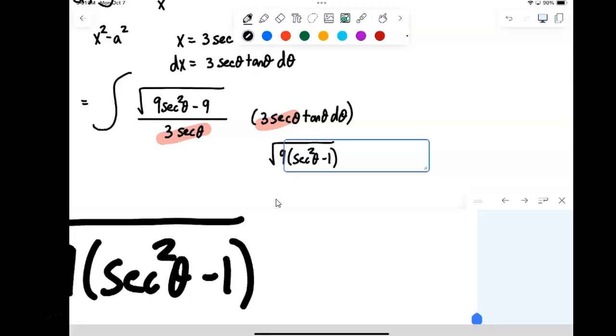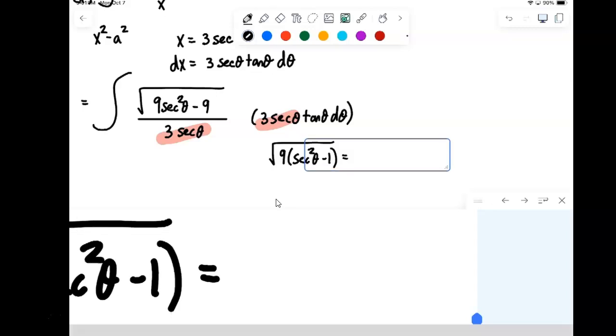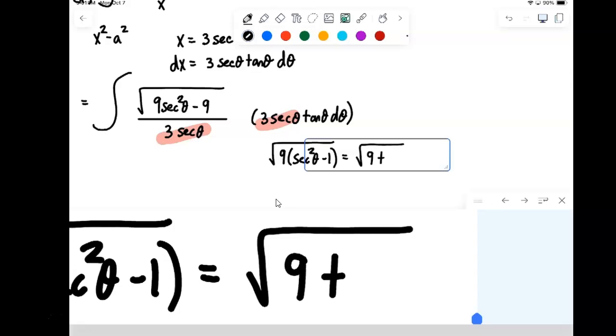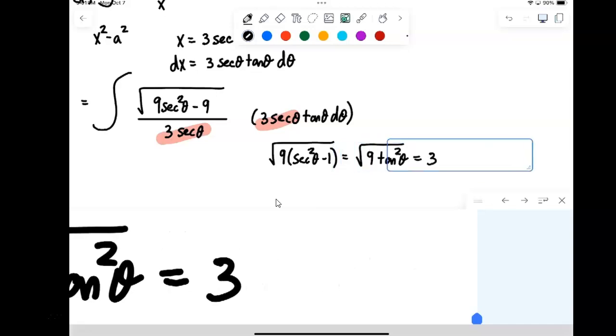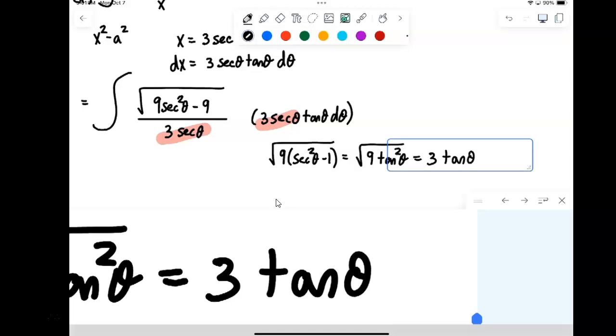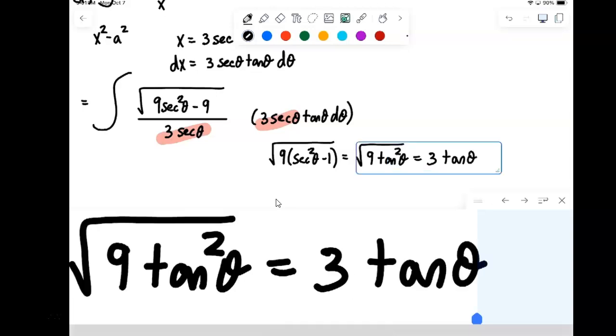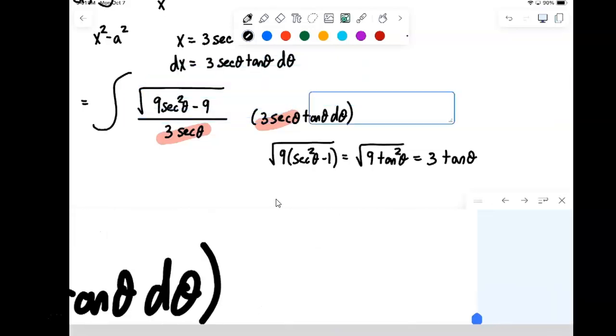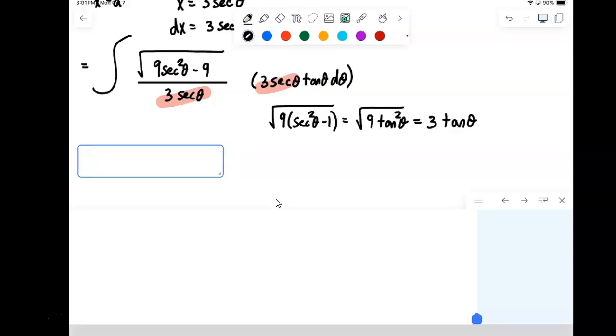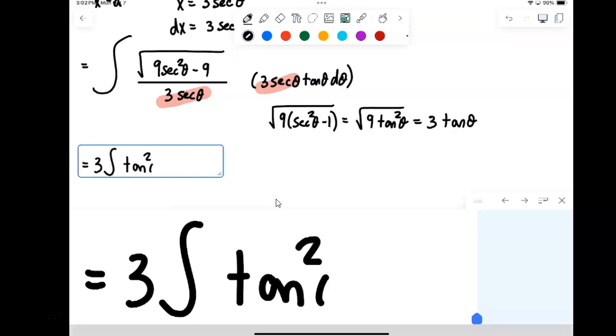But remember, secant squared minus 1 is tangent squared. So this is going to be 9 tangent squared. But the square root of 9 is 3, and the square root of tangent squared is tangent. So we're going to have 3 tangent theta. So putting it together, that means we're going to have 3 times the integral of tangent squared theta d theta.